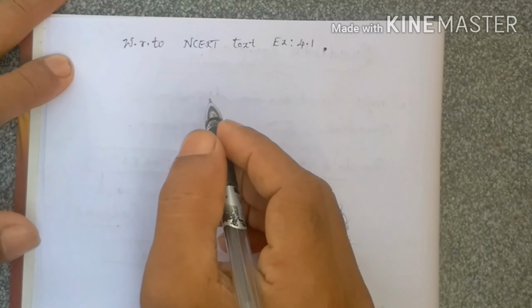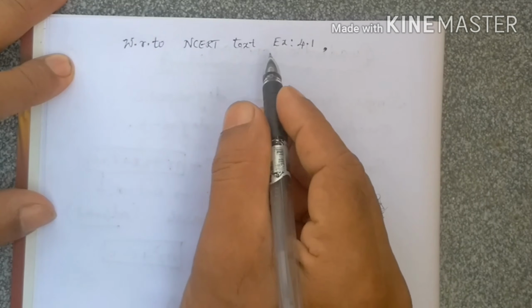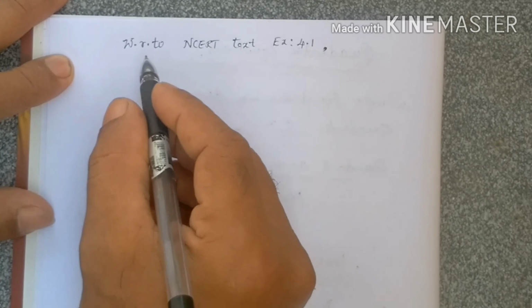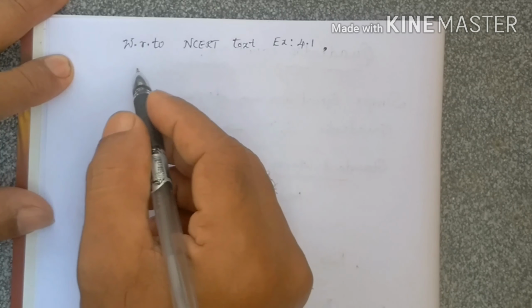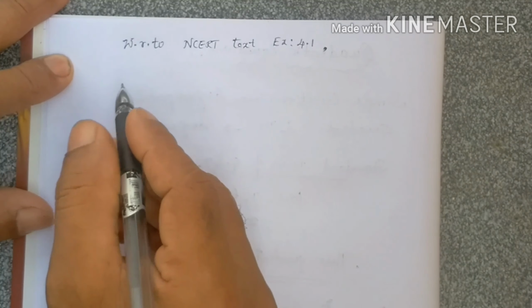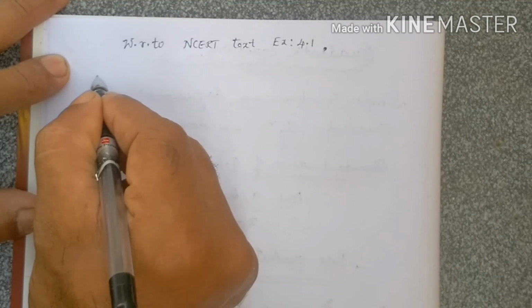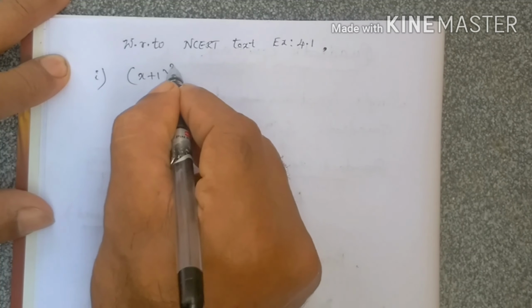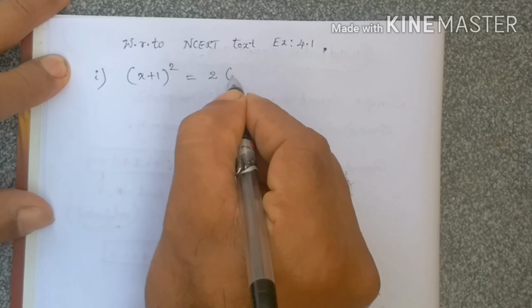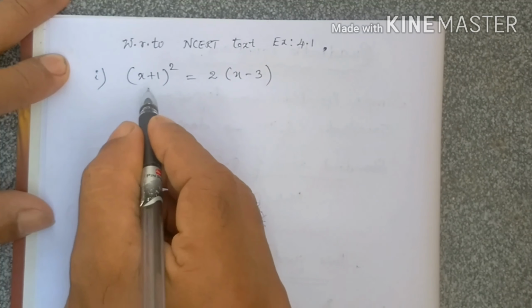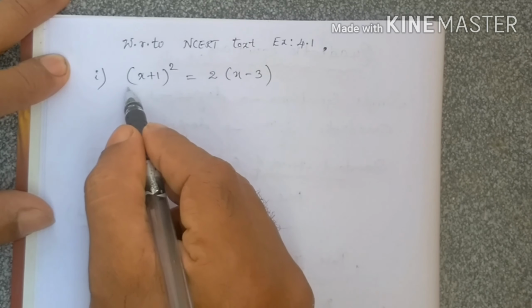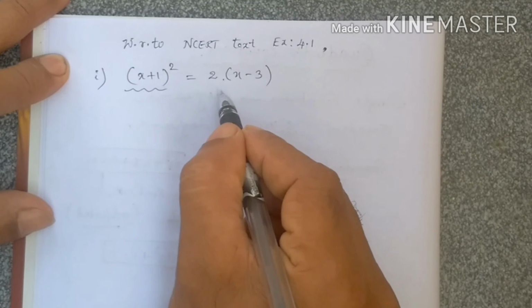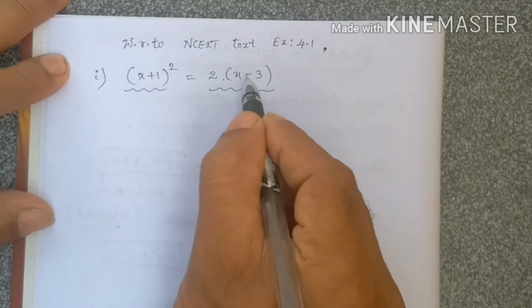Hi students, with respect to NCERT text exercise 4.1, some more equations we are going to check whether they are quadratic equations or not. I am going to consider the first one. So the first question is (x + 1)² = 2(x − 3). You observe the LHS is in the form of (x + 1)² and the RHS is 2 times (x − 3).